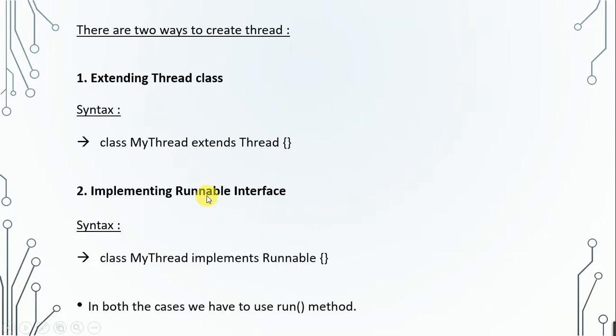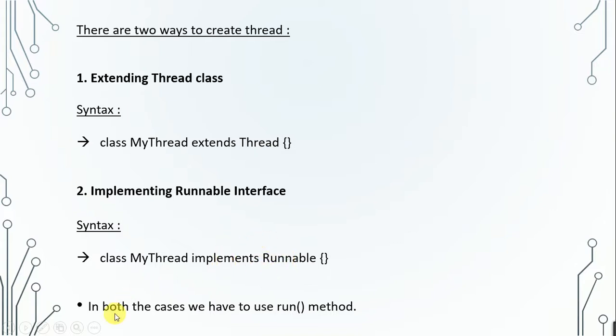Now there are two ways to create a thread. First is by extending the Thread class, and second is by implementing the Runnable interface. So let's see the first syntax. First of all you have to write the class keyword, then MyThread, which is our class name, then it extends Thread, which is a class. The second syntax is the class keyword, our class name, implements Runnable. Runnable is our interface, that's why we use the implements keyword.